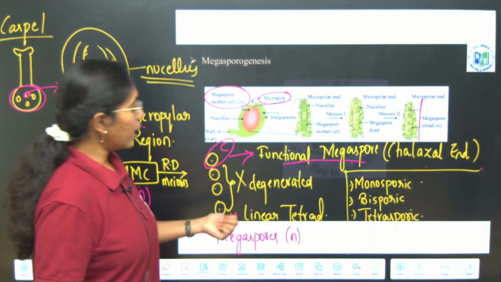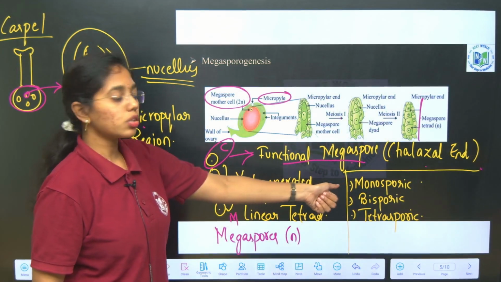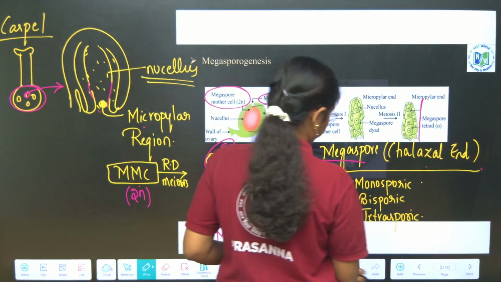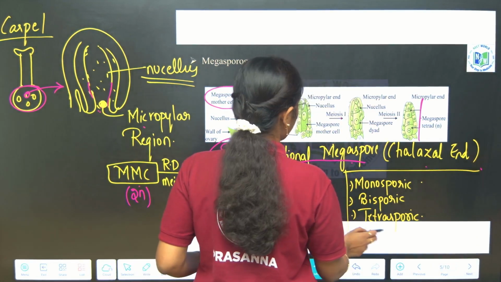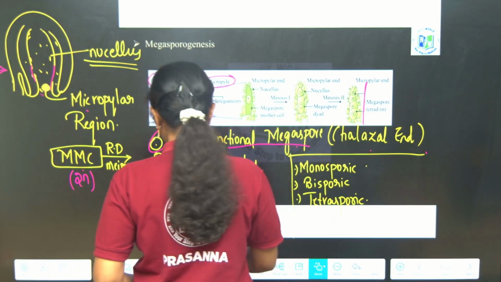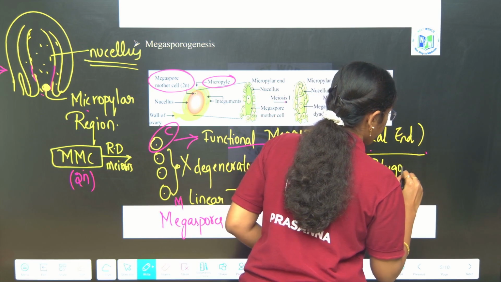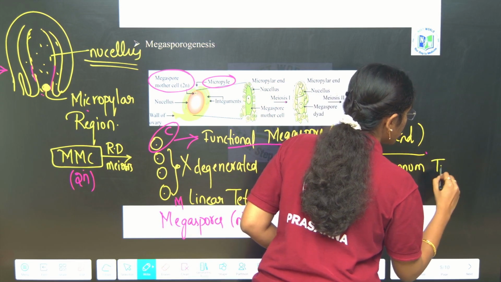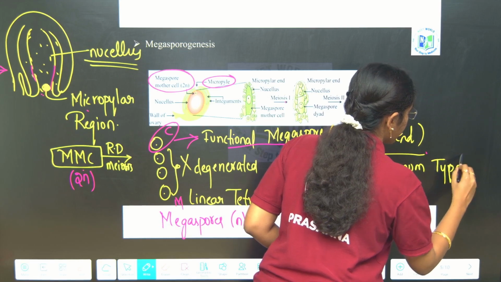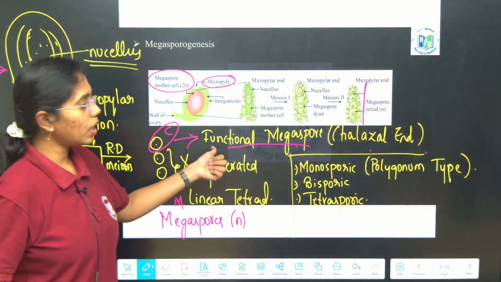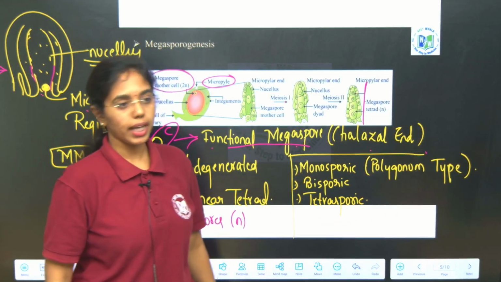Monosporic is also called the polygonum type, which is most common. That is, from a single functional megaspore the embryo sac formation takes place.